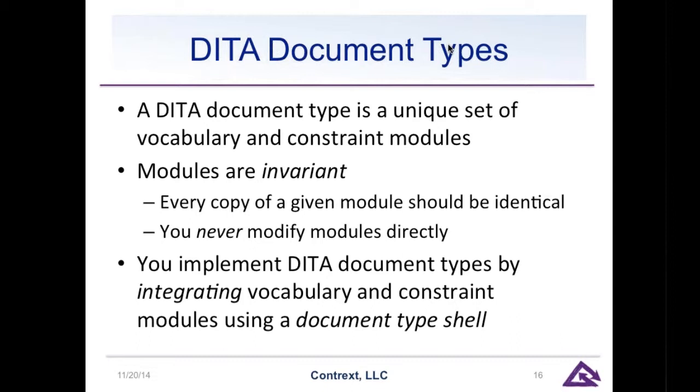Another very important aspect of DITA, and this is one that really trips up a lot of people who've been doing XML and SGML for a long time, is that modules are invariant. That is, once you define a module, topic type, domain specialization, and map type, every copy of that for a given version in time should be exactly identical. You never change those. Right? The vocabulary modules that we produce out of the DITA Technical Committee, they're in every copy of the DITA Open Toolkit. You never touch them. If I hear about anybody touching one, I will hunt you down. Because you should never touch those, right?